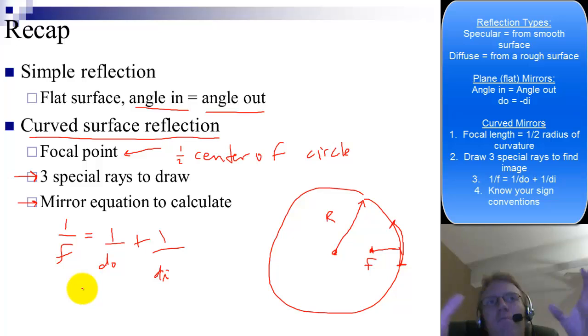A very big part of chapters 17 and 18 is being able to draw these diagrams and calculate values that match up with your pictures. So that's all we've got for chapter 17 on reflection. Next up is going to be chapter 18, refraction, where the light is passing through the objects and bending.